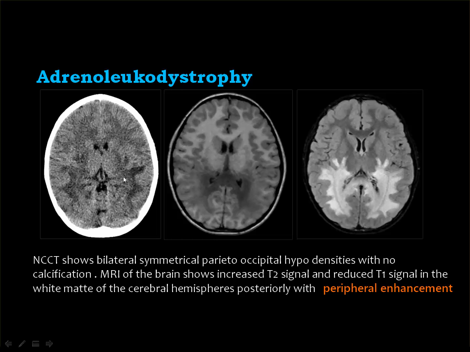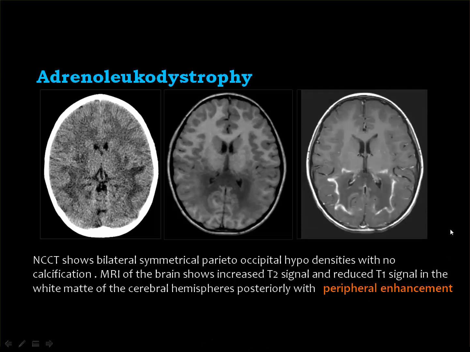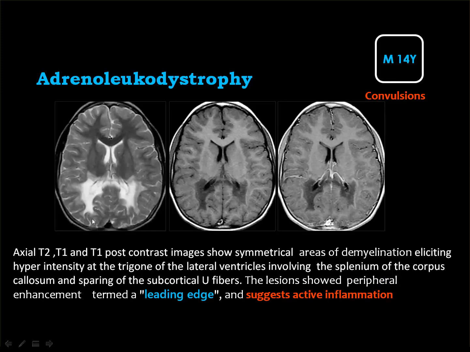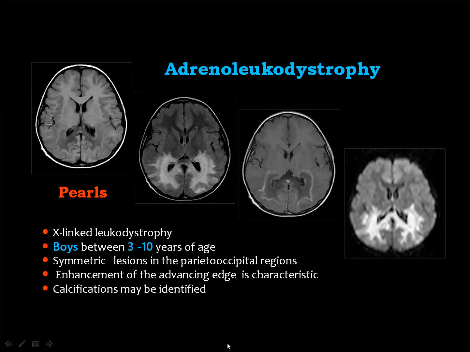Another example, CT can reach the diagnosis very easily in adrenoleukodystrophy, and also MRI findings are very characteristic, especially whenever you see this enhancement of the edge of the disease. Another example, and you see a high signal in the T2, low signal in the T1, and faint marginal post-contrast enhancement of the leading edge, which suggests the presence of active inflammation.